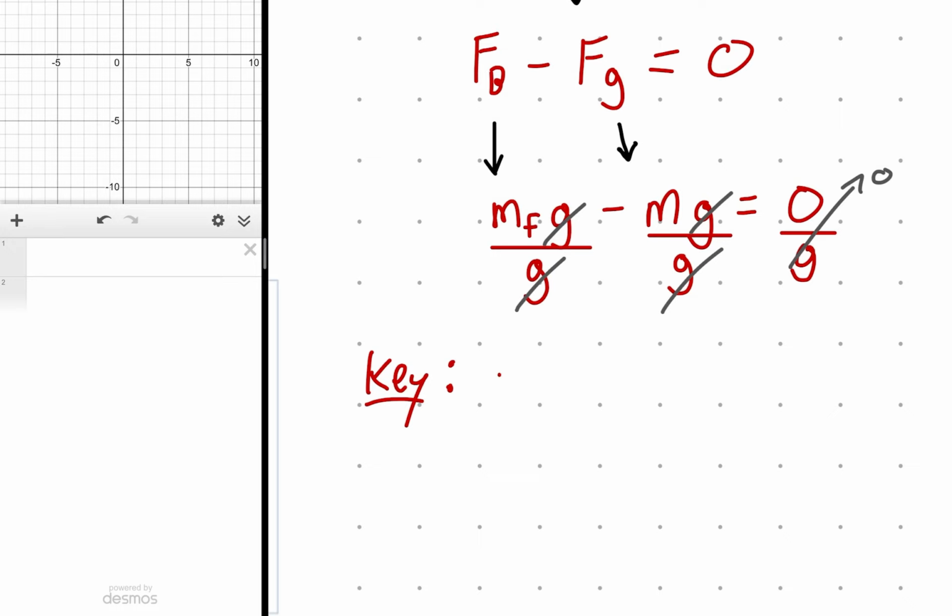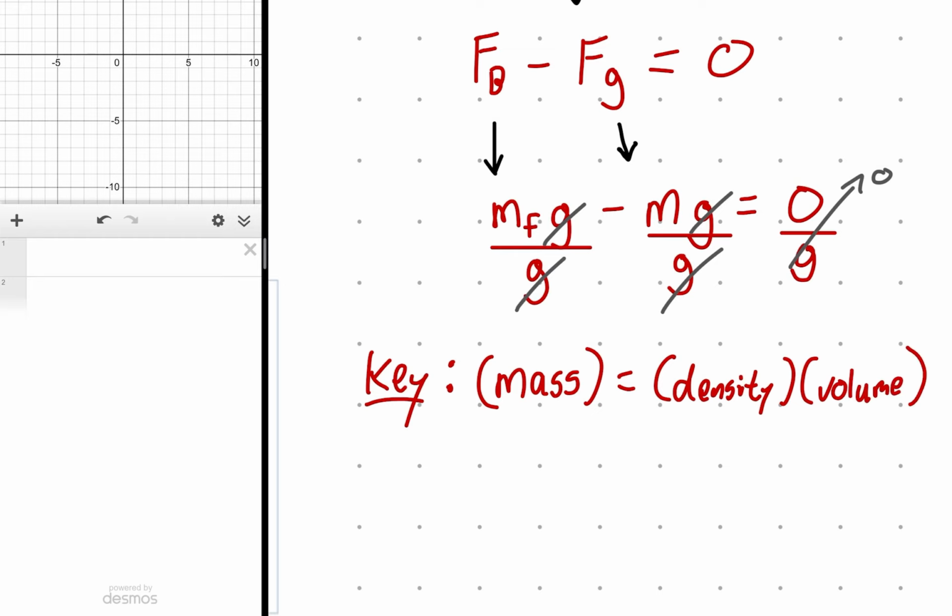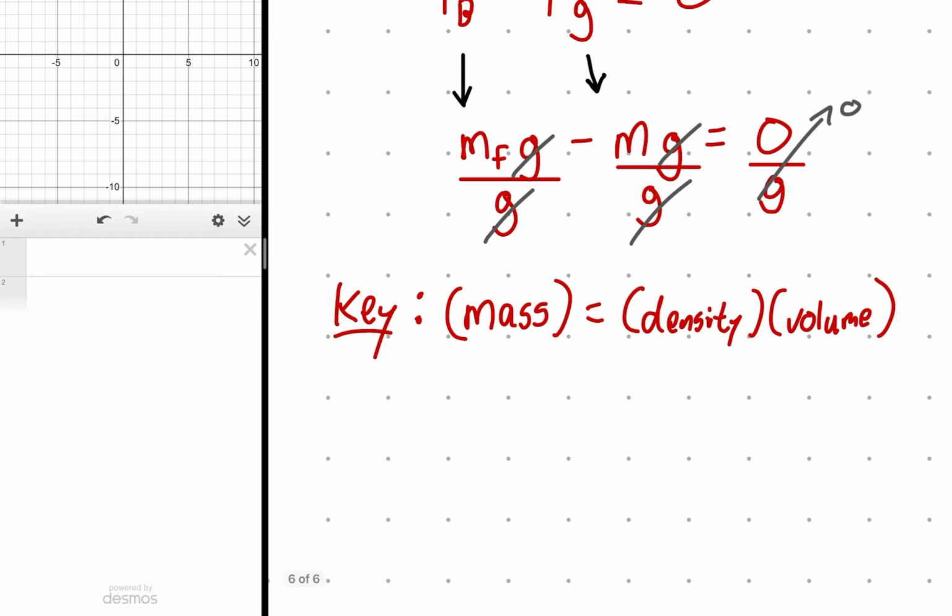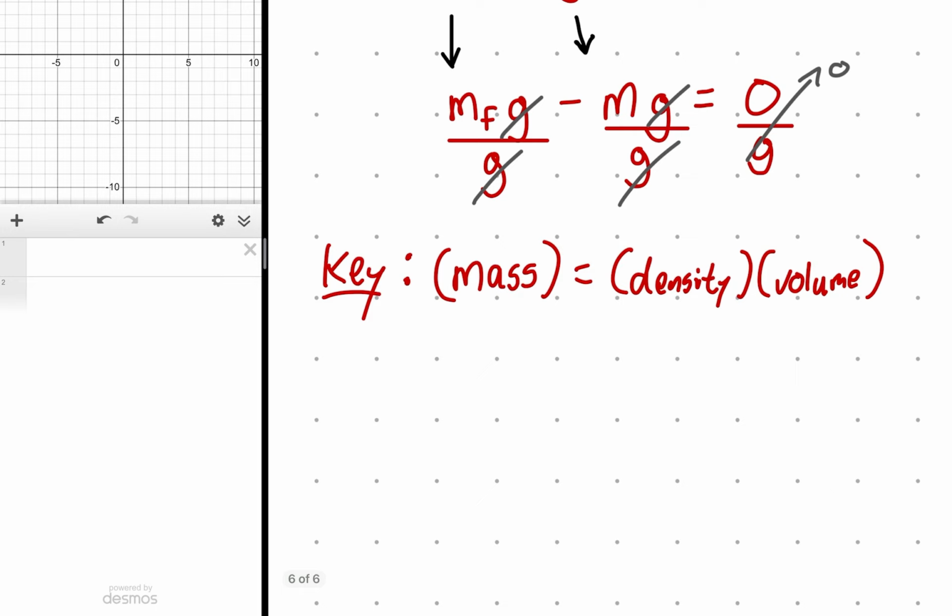Okay? So I'll write that down over here. I'll say mass, kind of like a definition, is density times volume. And you can check how the units work out on that one, and it certainly makes sense. The density of something is how much mass there is per volume, so you multiply that by volume, and you just get mass.